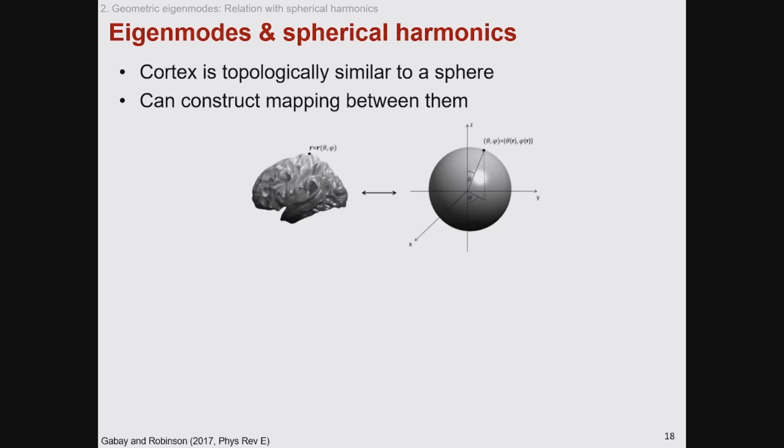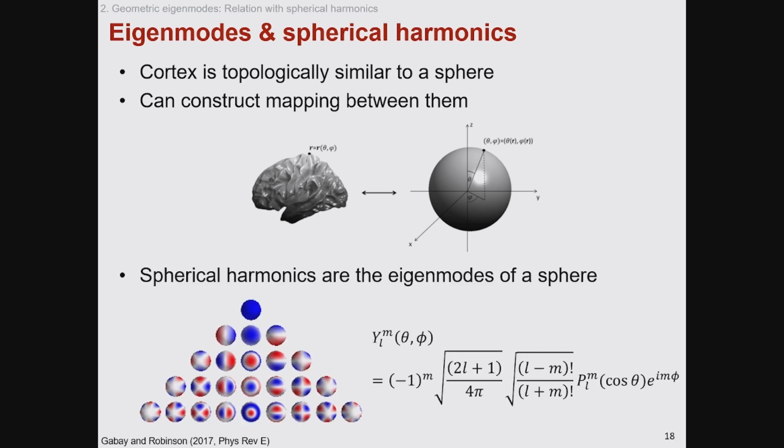These concepts are not entirely new in a general sense. If you've opened a physics textbook, I'm sure you've heard of what we call spherical harmonics. Spherical harmonics are just the eigenmodes of a sphere. This is what the spherical harmonics would look like on a sphere, and you can clearly see that they look like the eigenmodes that I was showing a while ago.